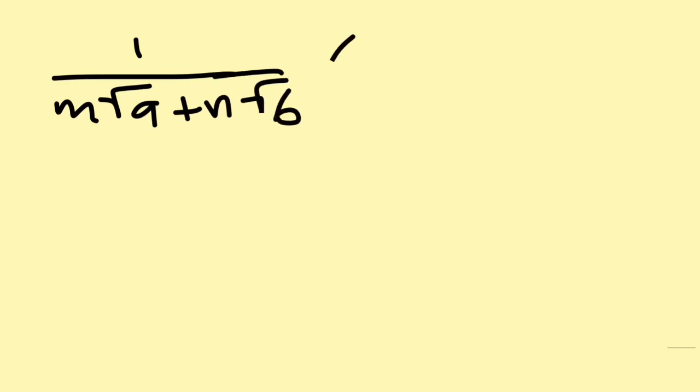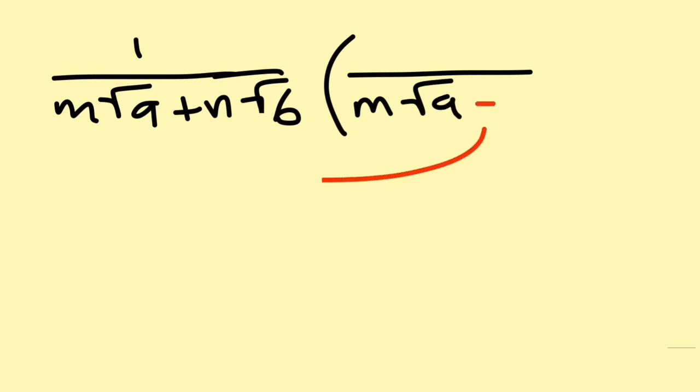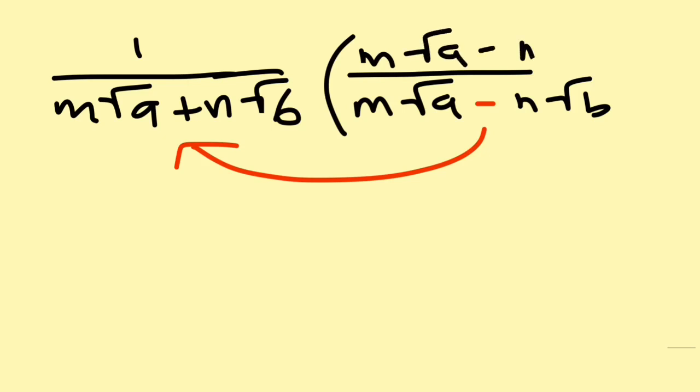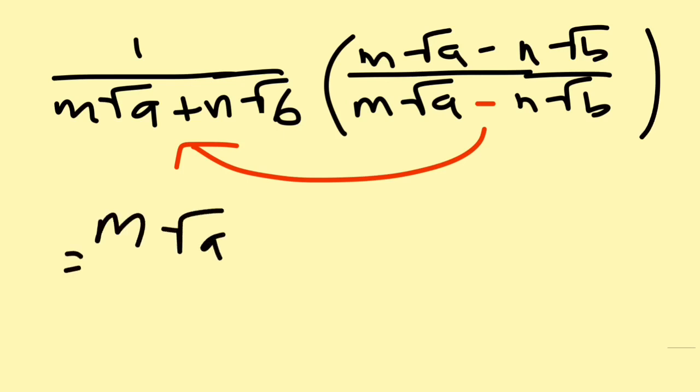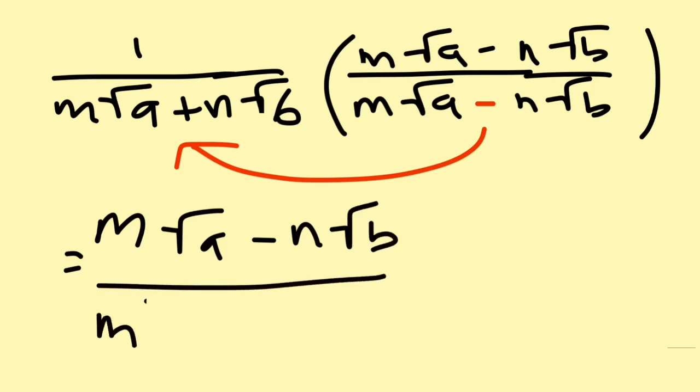So next is 1 over m surd a plus n surd b. How to rationalize it? We have to multiply it by itself, but it should be minus because itself is plus. So anything multiplied by 1 is itself, m surd a.